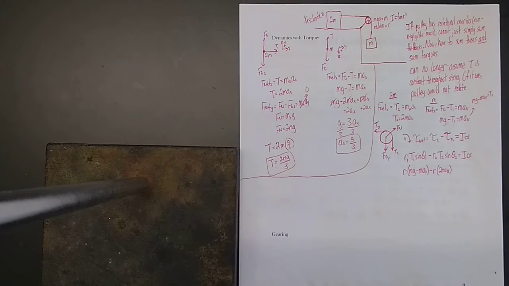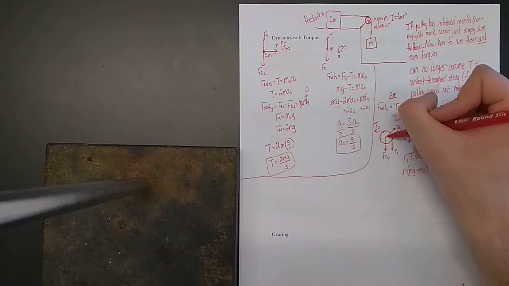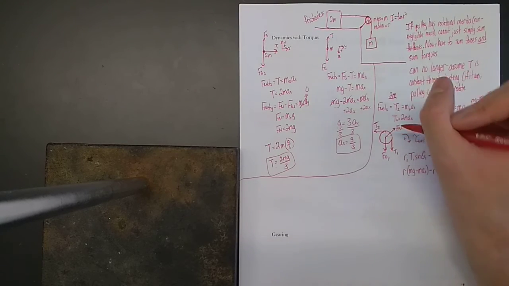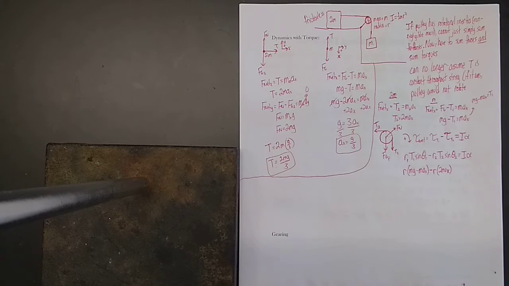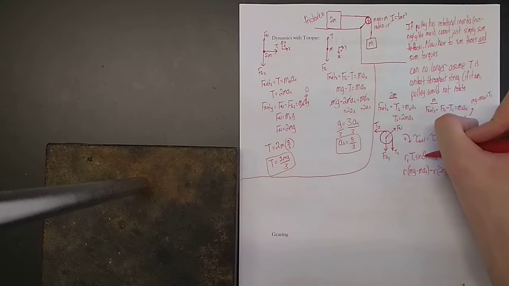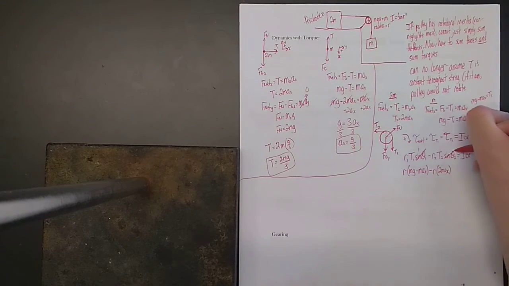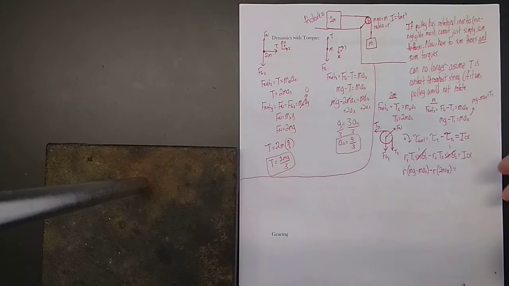Oh, I didn't even talk about the sine thetas. The R's in both cases seem to be perpendicular to the forces that they go along with. So both of these should be sine of 90, which is 1, so they cancel out. I, the moment of inertia of the pulley, we said is 1/2 mr squared.